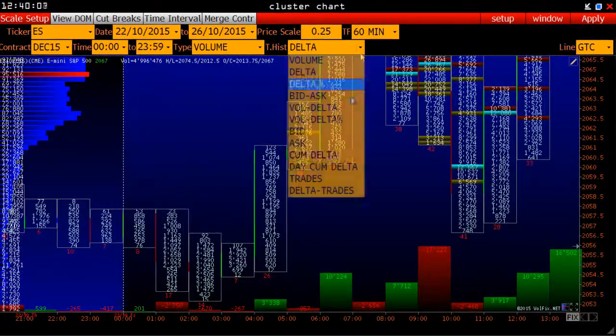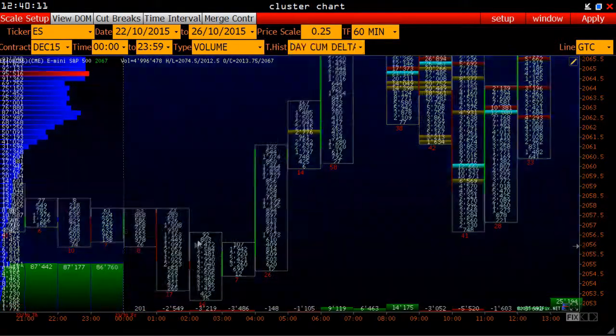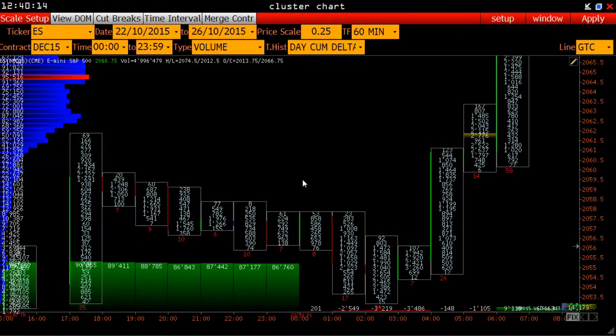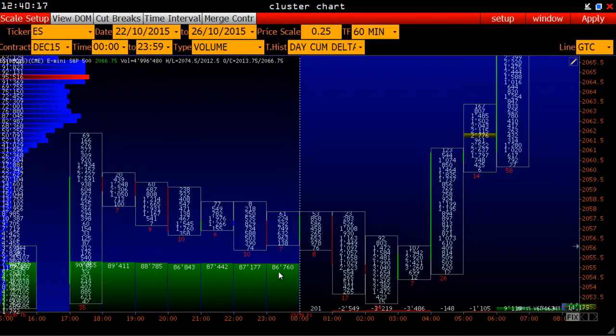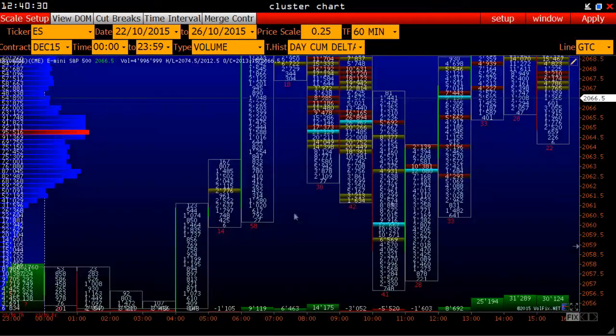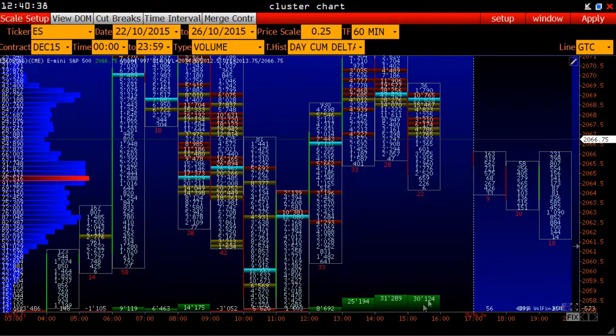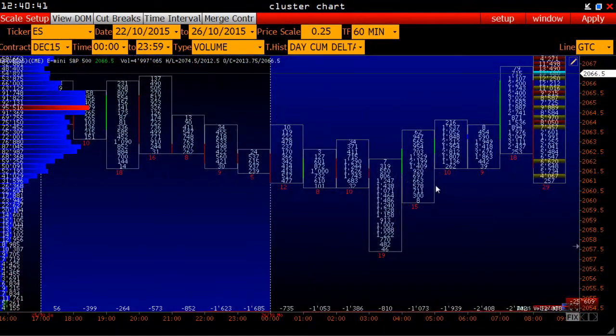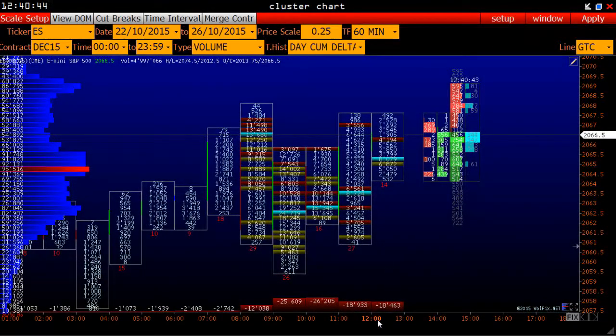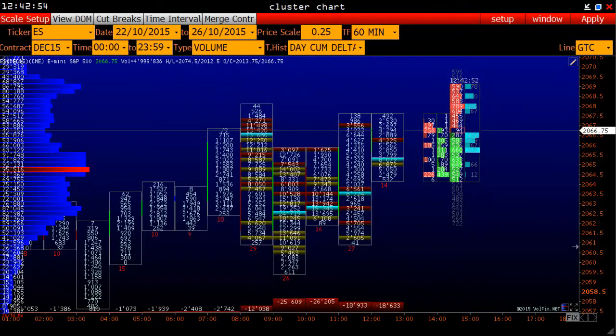If you select the tool Daycom Delta, we will see that on October 22, aggressive purchases were 86,760 contracts more than sales. This is an aggressive attack of the buyers. The next day, on October 23, both calmed down. The total accumulation of contracts amounted to 30,124 in favor of the bulls. The next day, October 26, there was an attack of the bears. The total accumulation of delta was minus 18,466. Knowledge of the aggressive behavior of buyers and sellers will give you an overall picture of the market position.